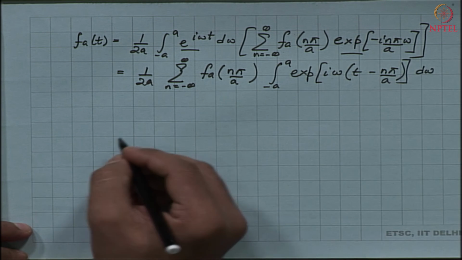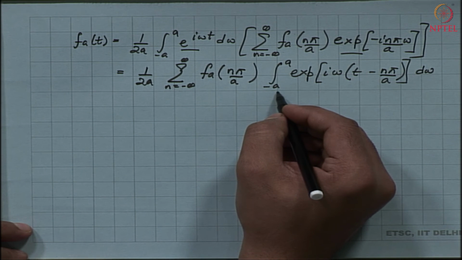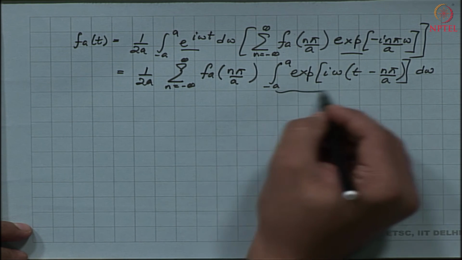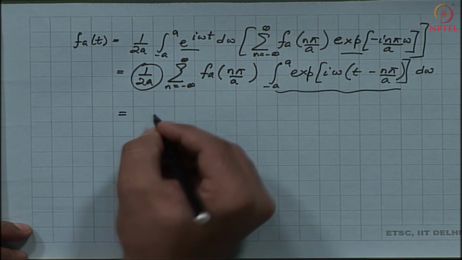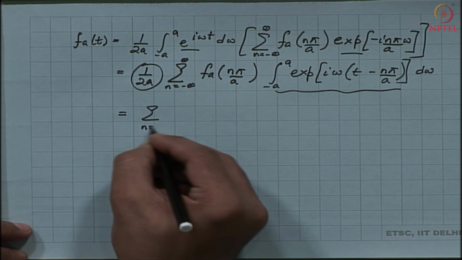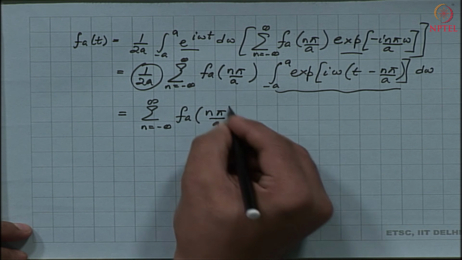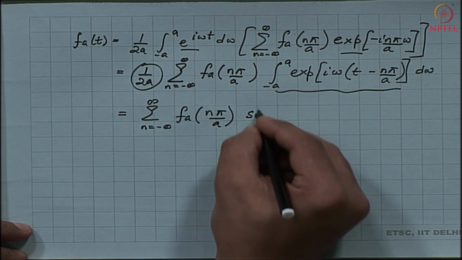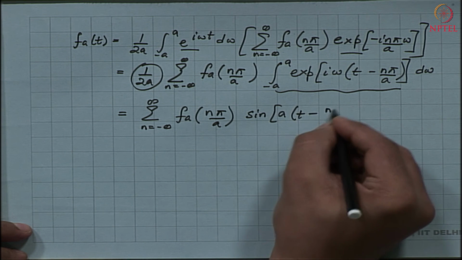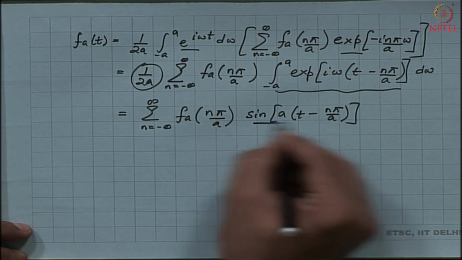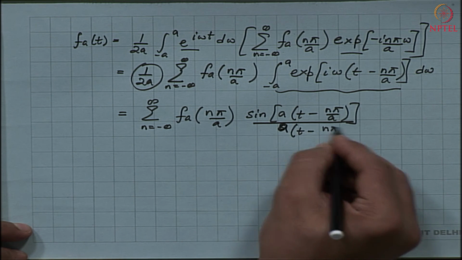Notice how I am combining this exponential with this exponential: i omega times t minus n pi by a, d omega. Okay. So, then we see that this particular integral, along with this factor, will provide us with the following result. So, this becomes the sum n from negative infinity to infinity f_a(n pi by a) times sin of a times (t minus n pi by a), divided by a times (t minus n pi by a).